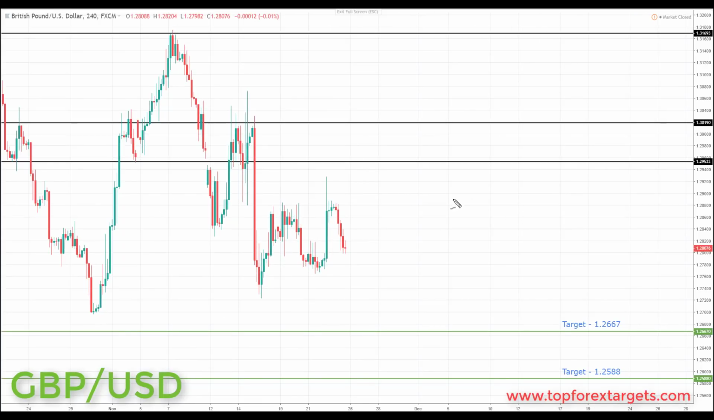Now we start the week below a key area of broken support, looking to turn resistance at the 1.29533. We actually had an inside week last week. There was very little volatility in the pound dollar. It pretty much went nowhere.